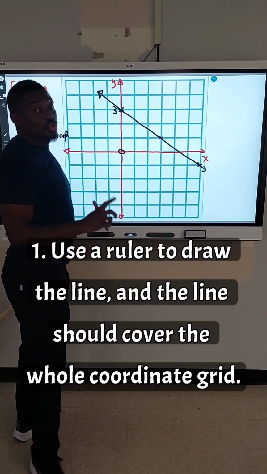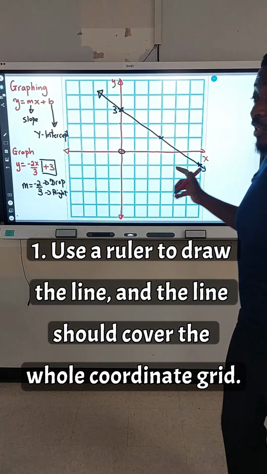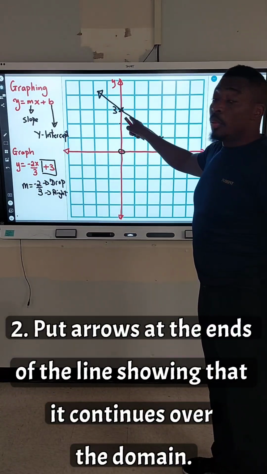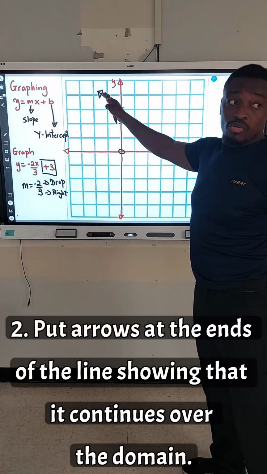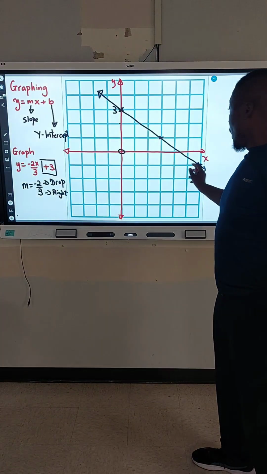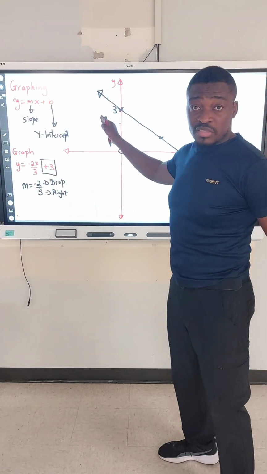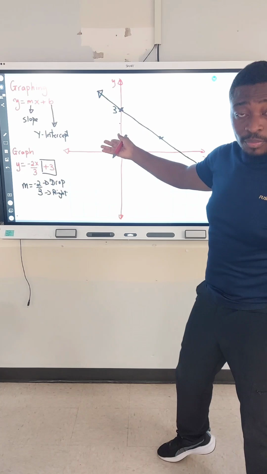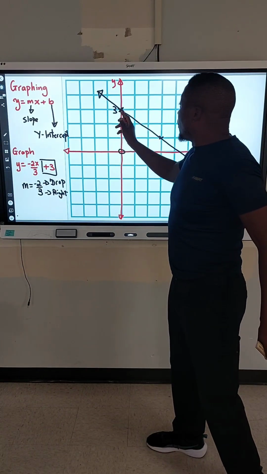Two things to note. Use a ruler to draw the line, because the line doesn't stop on the points. The ruler will align the points to produce even more points if you have more room on your graph. So do not draw your line to stop on the points. Draw your line to cover the entire graph space so that you can cover some points that you probably did not plot. For example, we could get a point here by going backwards.